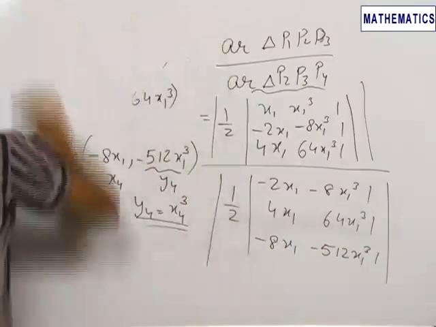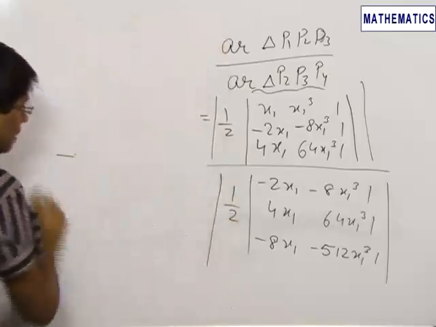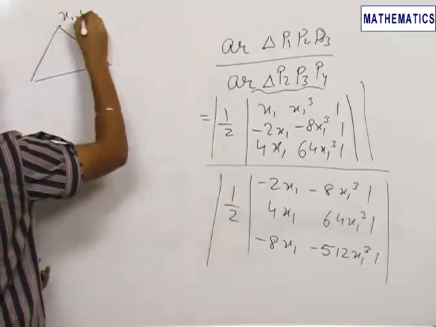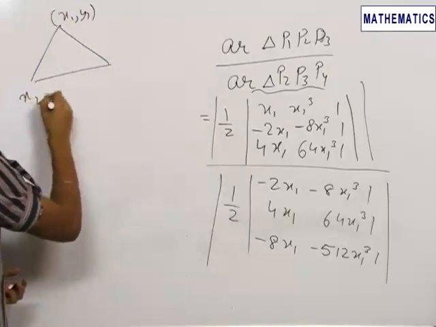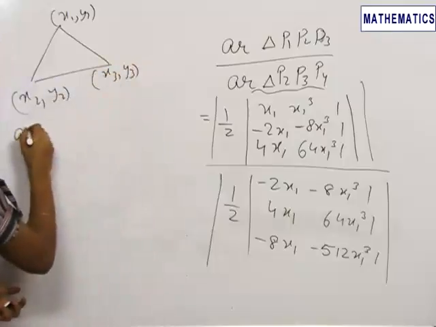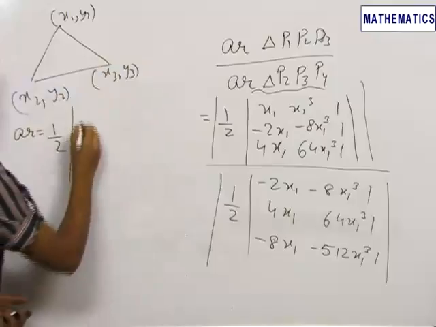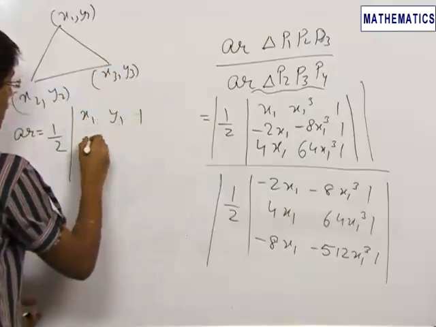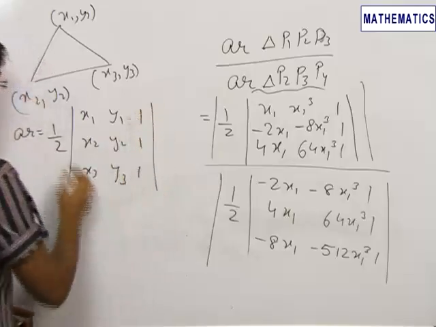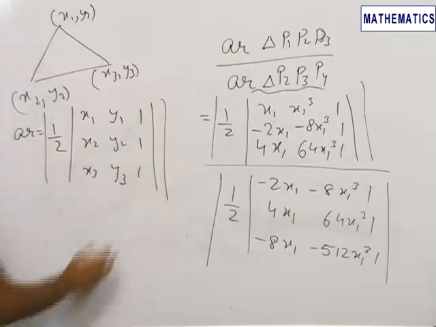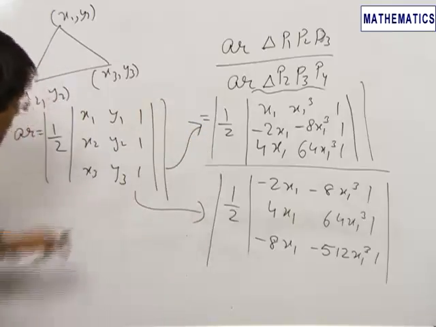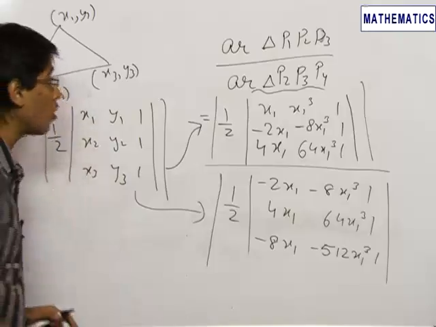This area we have written by using the formula for the area of a triangle if the three coordinates are given to be equal to x1 y1, x2 y2 and x3 y3. Then the area of this triangle is equal to half of determinant x1 y1 1, x2 y2 1 and x3 y3 1, whole modulus. We have used this formula to write the two areas. This is an important formula and you should remember this formula always.